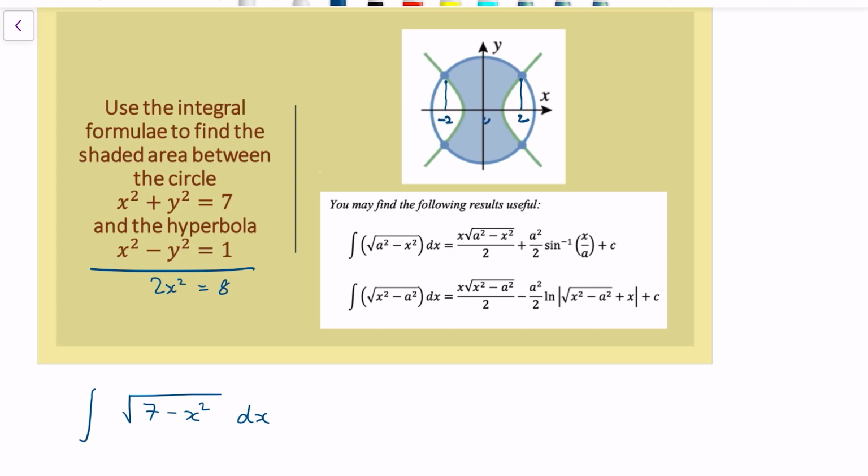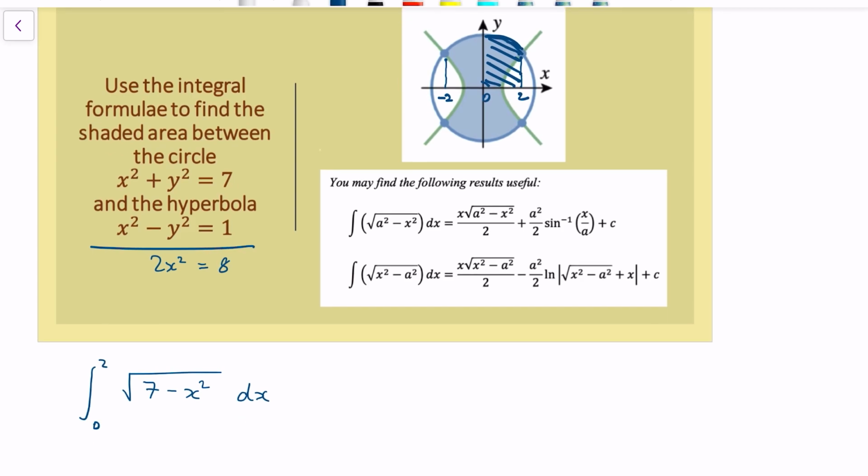If we integrate between 0 and 2 underneath the circle, we're going to get all of this area in here. And then if we take away the integral using the hyperbolic equation between this point here and 2, we'll get that. We need to remove that off the area we calculated. Now that lower limit is the x-intercept of the hyperbola, so if we make y equals 0 with the hyperbola equation, it comes out as 1. So we're going 1 to 2 of the hyperbola.